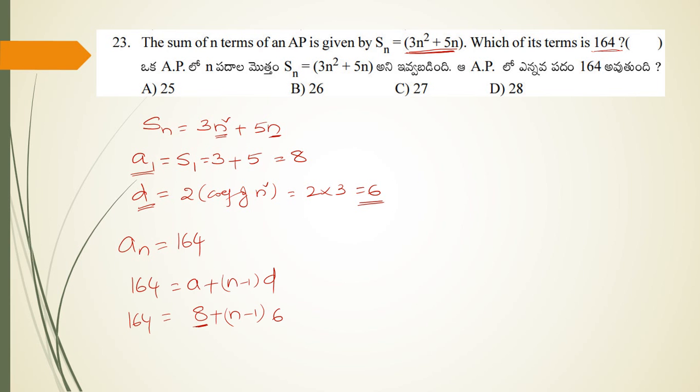When I transpose this 8, 164 minus 8 is 156. So 156 is equal to n minus 1 into 6. Now from this, what am I going to get? n minus 1 is equal to 156 by 6. In the 6 table, 6 2s are 12, so 3 remains, and 6 6s are 36. So from this, n is equal to 27. So the 27th term is 164.